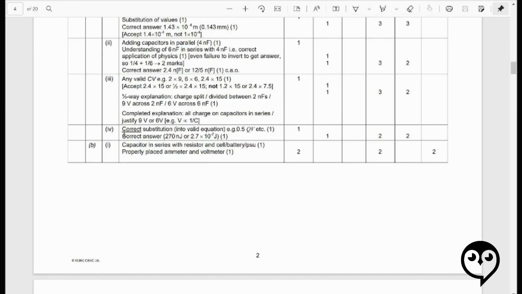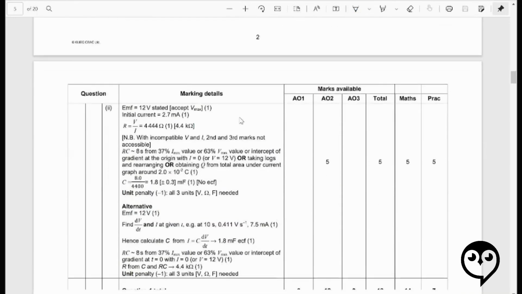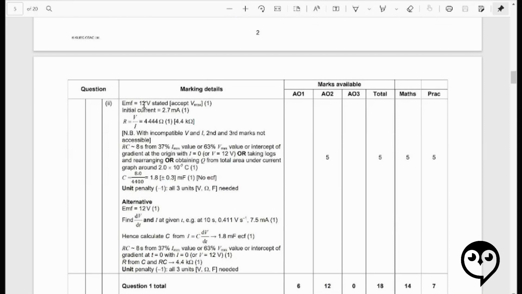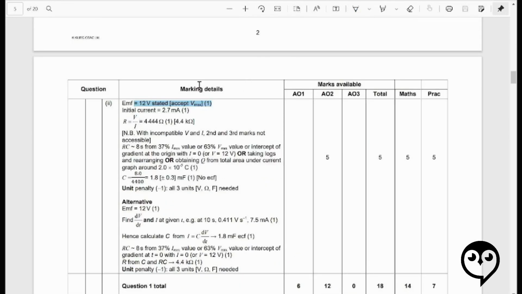Right. Capacitor in series with resistor and some sort of power source, cell or battery, properly placed ammeter and voltmeter. I think we've done that. That's great. Voltmeter across the capacitor, because that's what they told us. It's the PD across the capacitor. What else on our calculations? We got 12. You get 1 mark for saying that 12 is stated. Well, we got it from the graph. So 1 mark for that. And we've divided to get, yeah, so there's the current. Again, off the graph, we divided to get the resistance.